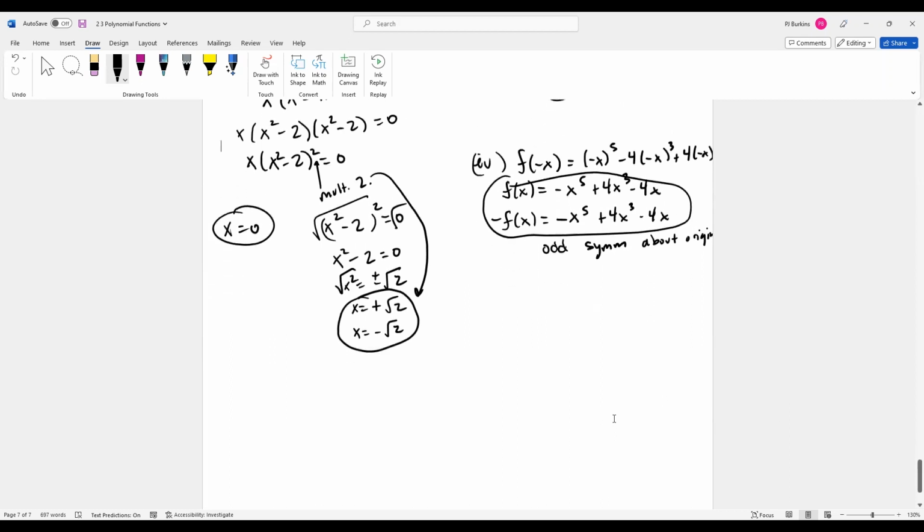Then we want to talk about the turning points. n was equal to 5. So the number of turning points, which is 1 less than that, is 4. All right. So let's just go ahead and throw this into Desmos.